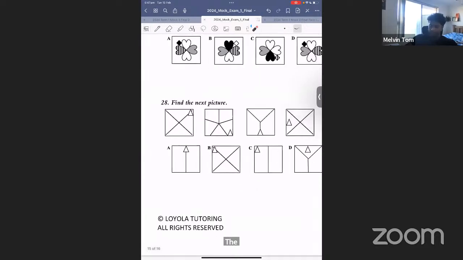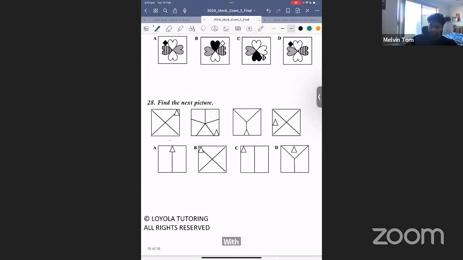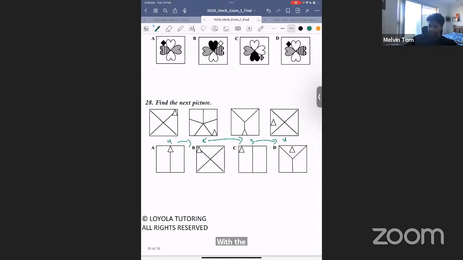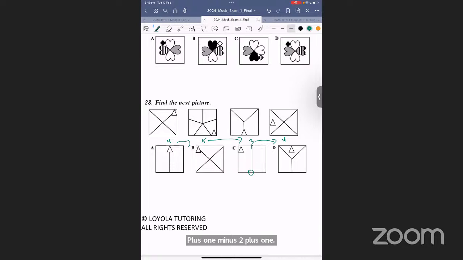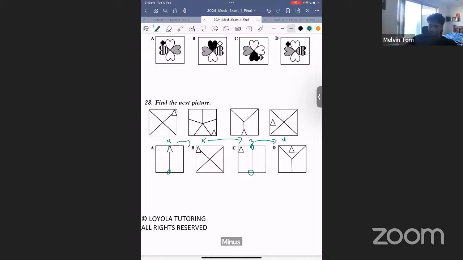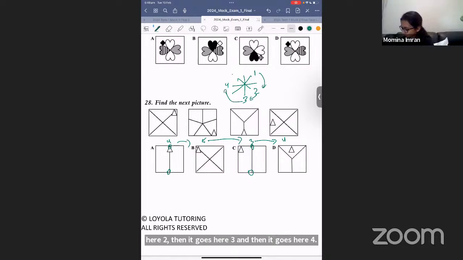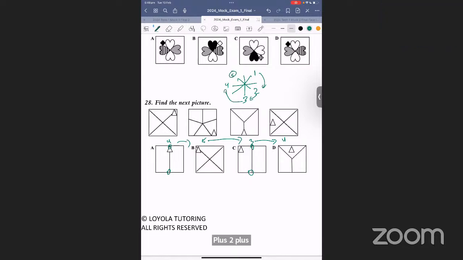All right, so this one, again, number of lines. Let's take a look. 4, 5, 3, 4. Plus 1, minus 2, plus 1. The next one should be minus 2. So the answer is A or C. Next, where do the triangles go? The triangle starts off here 1, goes here 2, then here 3, and then here 4. Plus 2, plus 1, plus 2, plus 1. The answer is C.